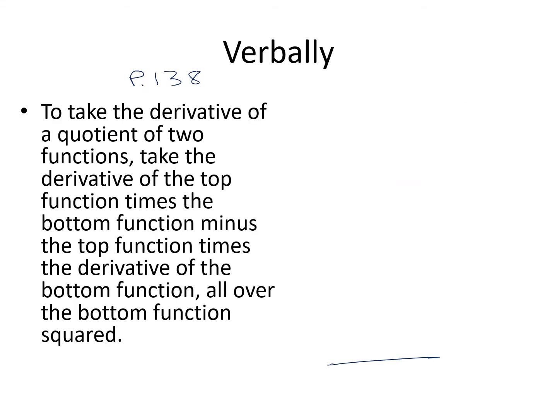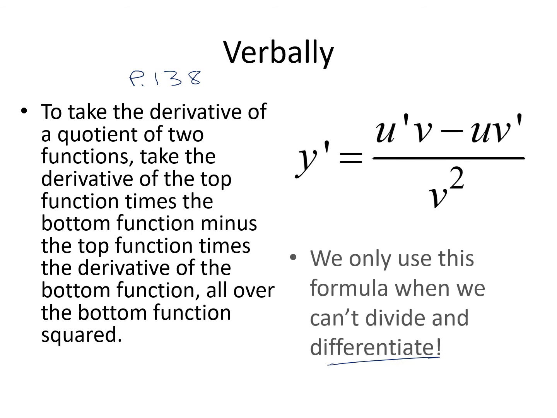All right, so this one is on ours. I'm going to put these both up. On page 138, you can have the verbal description of the quotient rule. It takes the derivative of the quotient of two functions: take the derivative of the top function times the bottom function minus the top function times the derivative of the bottom function, all over the bottom function squared. So that is how you would say it verbally. The book has it as well on page 138.